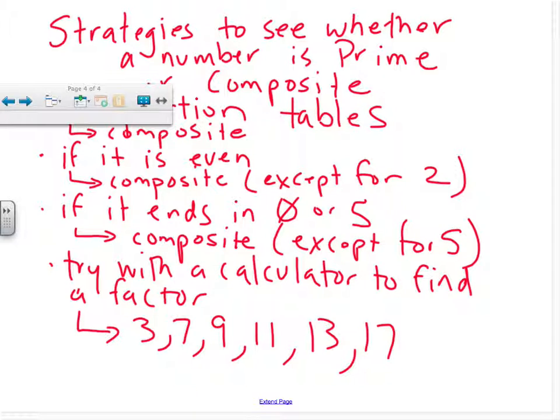Because you know the even numbers aren't going to work. You know 5 isn't going to work. Okay, you know 0 and 1 and 2 aren't going to work because you've already used those in your strategies. So you're going to focus in on these ones to see if it is prime. Okay? Thank you very much.